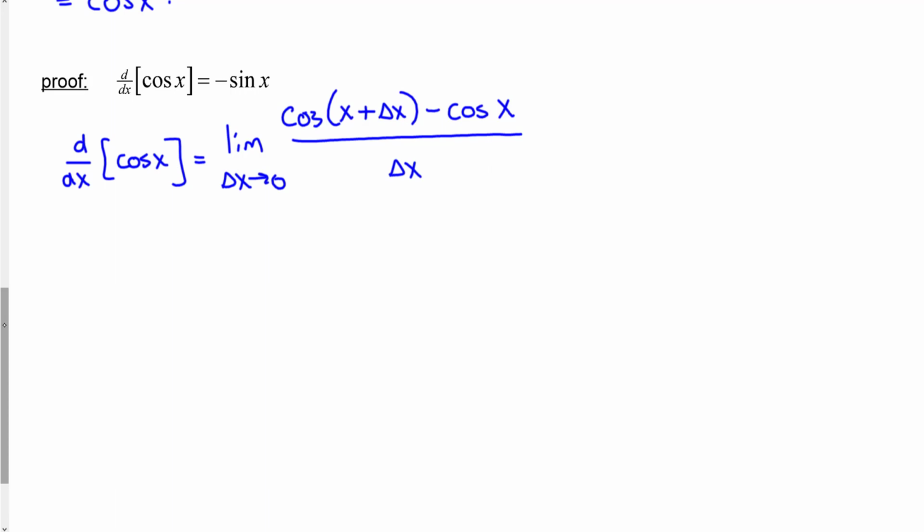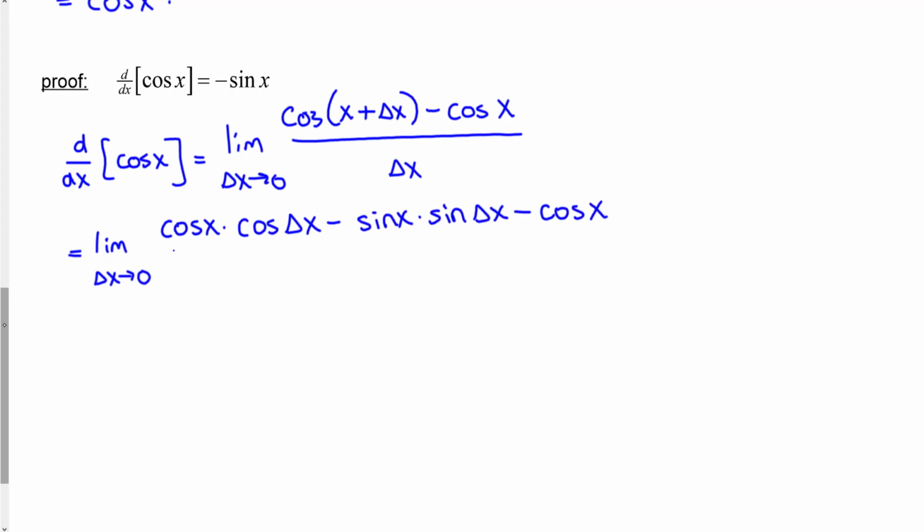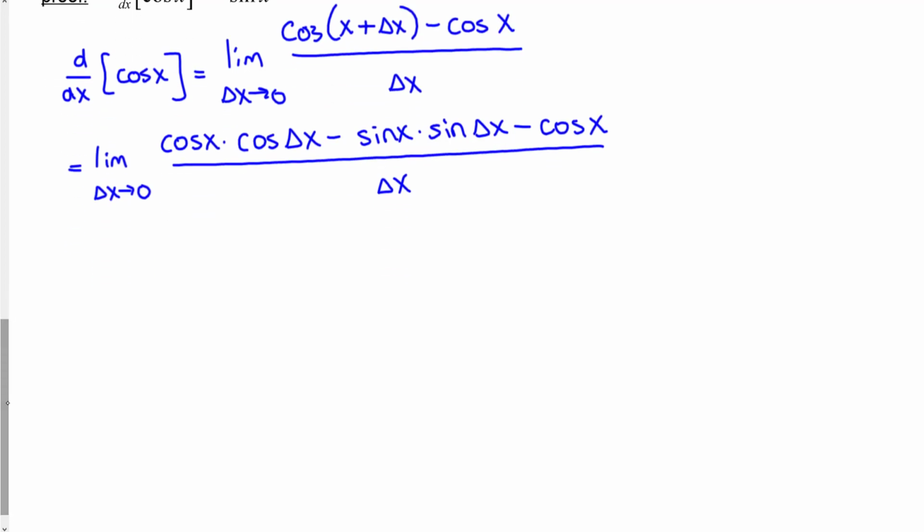But the formula is a little bit different here. It looks like this. So limit as delta x goes to 0. The cosine of the sum of angles, it's the cosine of the first times the cosine of the second minus the sine of the first times the sine of the second. But we're sort of in the same situation here where we can factor out a common factor of cosine x from the first term and the last term. So let's begin doing that.